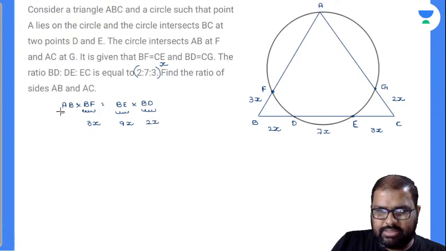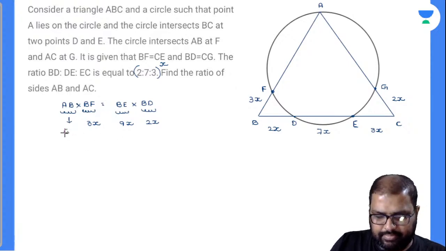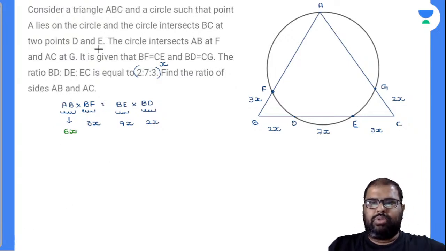How much will this AB value be? This must also be 18. If it has to be 18, this has to be 6x. I'm writing it down so that we can get more clarity. 6x now. Quickly done.